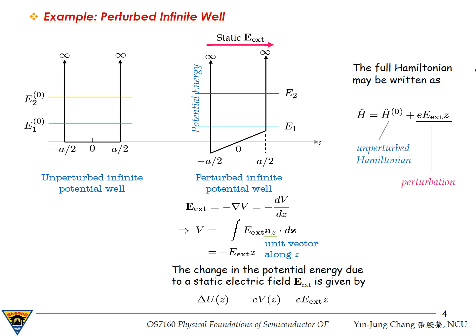So relative to the original flat bottom well, the perturbation is the change in the potential energy. The full Hamiltonian is therefore written as shown in this equation. This example shows that although the original infinite well is simple, the tilted well is no longer easy to solve directly. But if the electric field is weak, we do not need to solve the new problem from scratch. We can treat the field term as a perturbation and compute how the original energies and states are modified.